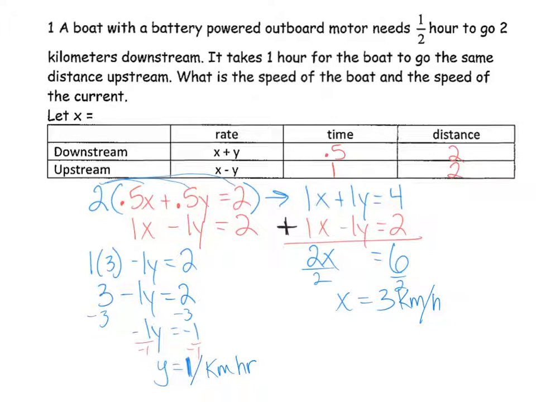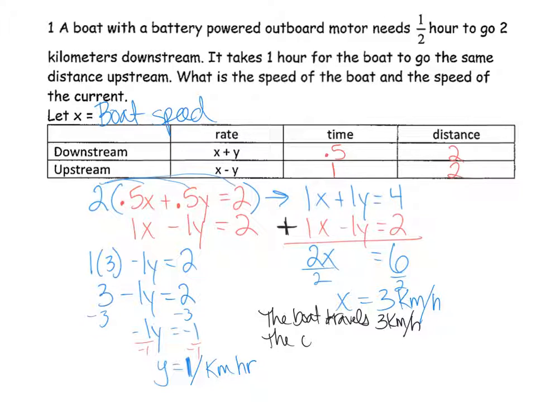You tell me. Hold on, because you've helped. Someone new. Yeah. X is the boat speed and Y is the current. You're right, the boat goes faster. The boat travels 3 kilometers an hour, which means my x equals the boat speed. And the current travels 1 kilometer an hour.